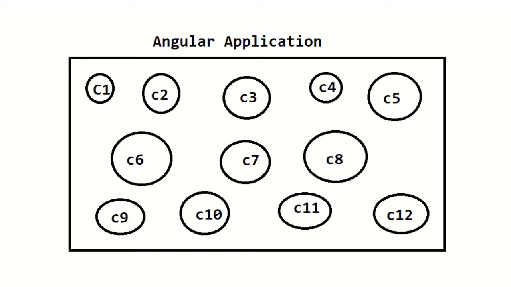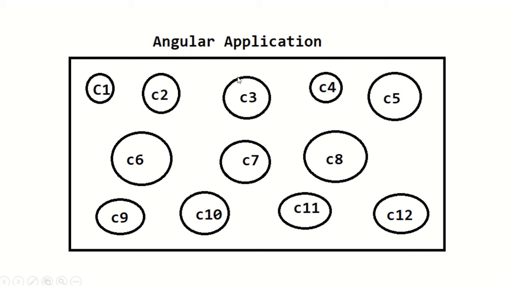Today I am going to describe how the components and modules in an Angular application are arranged and how they are contacting each other. Generally, an Angular application is composed of several components. So this is the picture here. You can see many components scattered here. They belong to a particular Angular application.